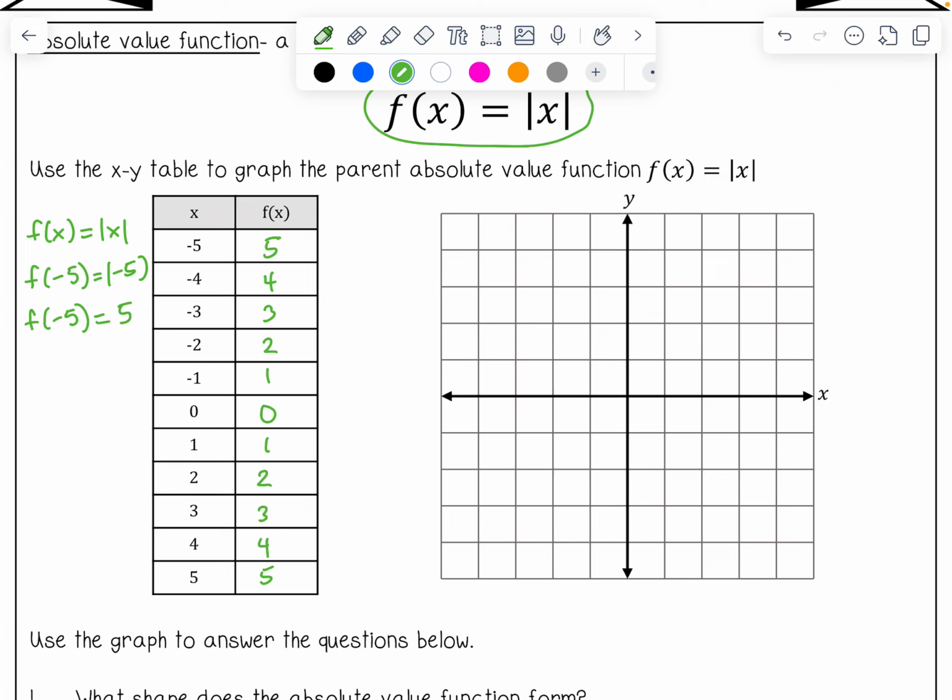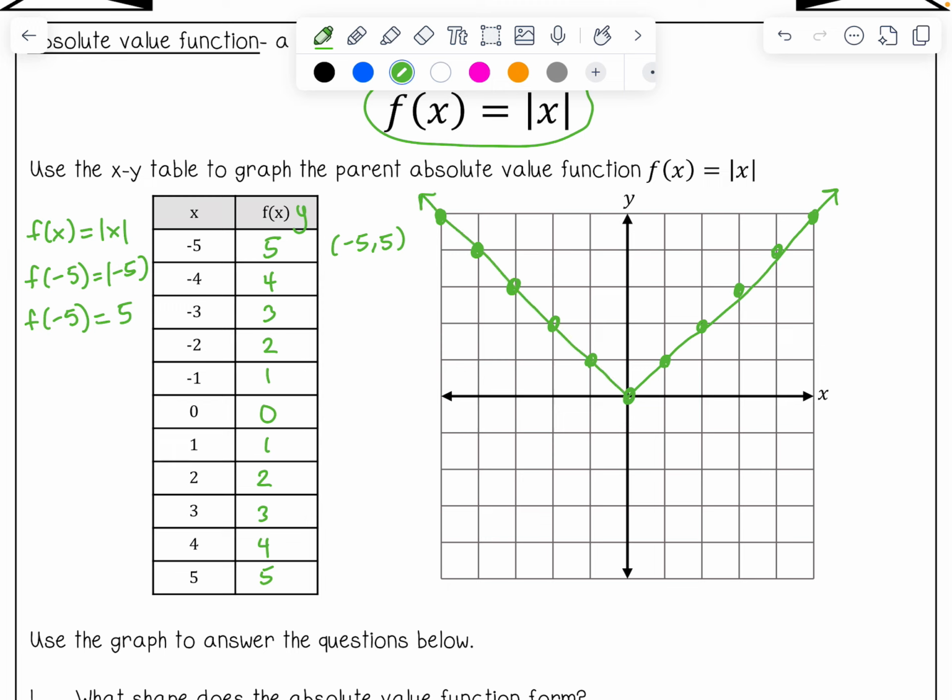And so let's graph that. So you can think of f of x as y. So I'm going to graph the point -5, 5. So left 5, up 5. And then I'm going to graph the point -4, 4, -3, 3, -2, 2, -1, 1, 0, 0, 1, 1, 2, 2, 3, 3, 4, 4, and 5, 5. And I'm going to connect the coordinate points.